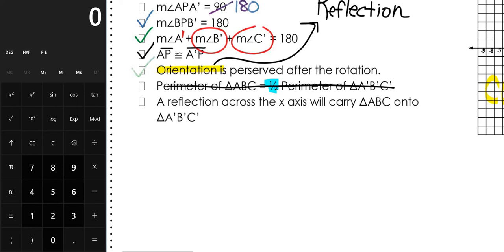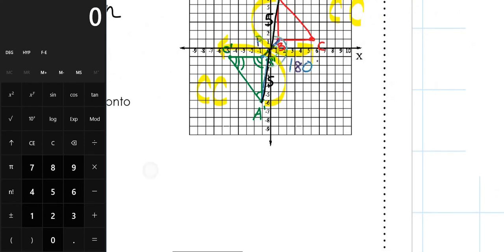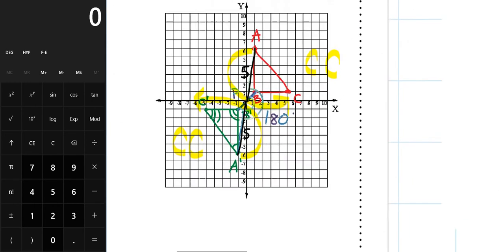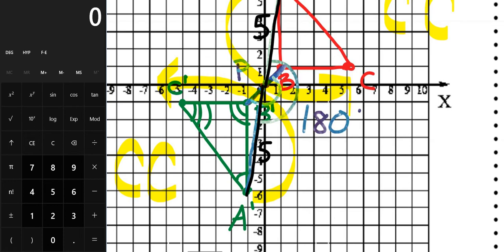Lastly, a reflection across the x-axis will carry triangle ABC onto A prime, B prime, C prime. Okay, well, let's pick one point. If I take point C, for example, and I reflect across the x-axis, so down one again, I end up here for C prime, which is at 5, -1. In my visual, C prime is all the way over here. So no, simply flipping this over the x-axis does not end up in the same place that a rotation of 180 would. So I'm not going to select the last choice.